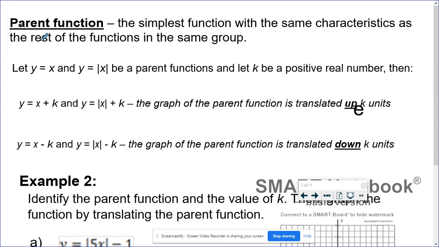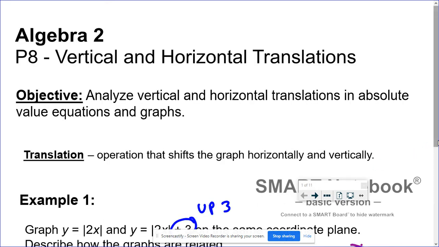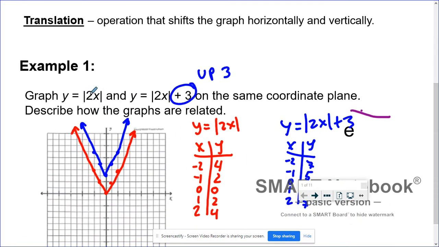Another definition in order to understand this rule is what's called a parent function. A parent function is the simplest function with the same characteristics as the rest of the functions in the same group. If I go back to the example quickly, the parent function was the first function, right? And then the plus 3 is a function in that family, because it's the same shape, it just got shifted. So adding or subtracting numbers, like constants, will not change what the parent function is. It will be the same shape. The coefficient here, if that was a 3 instead of a 2, then it would change the shape.